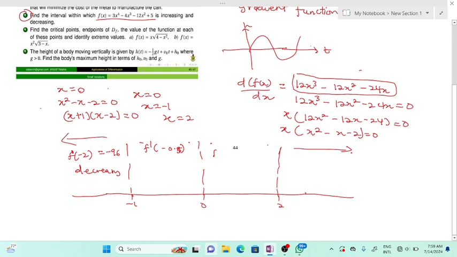Very important. The next one is f prime of, what do we choose here? In between 0 and 2, we can put f prime of 1. Just change the value here again to 1. Simply put 1 here.